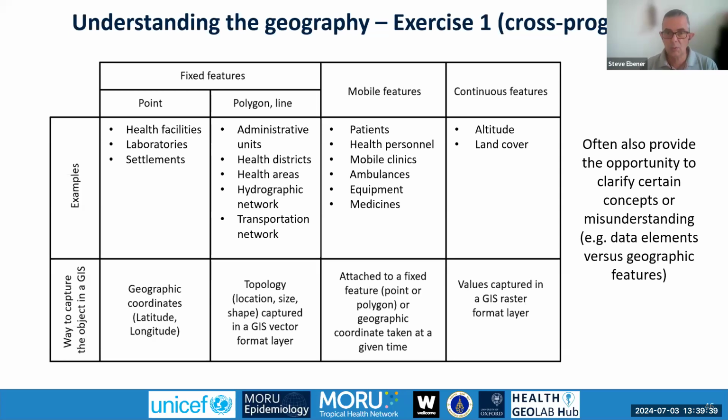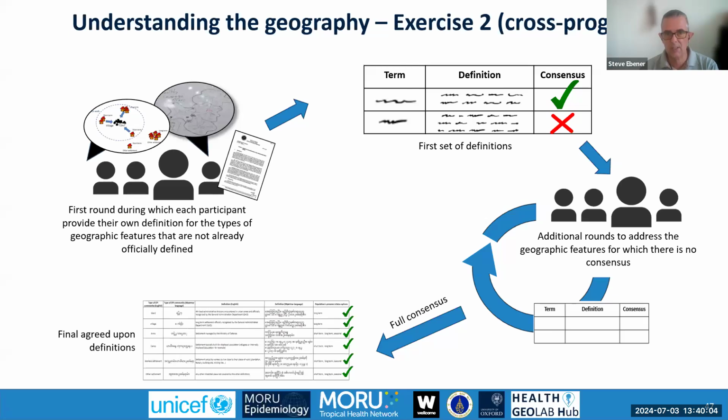And what's interesting here also is that this exercise generally allows you to clarify some concepts or misunderstandings from the participants. Like, for example, making the difference between what is a feature, an object, and also a data element, because very often people are adding data elements to the board as part of the Post-its. So this is the first exercise, which allows you to get this list of geographic features and to organize them according to their type.